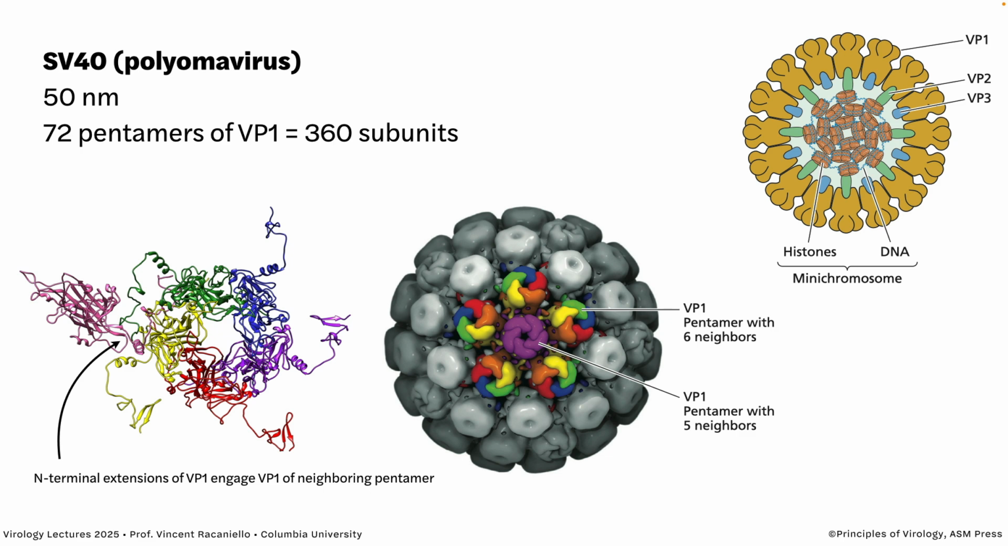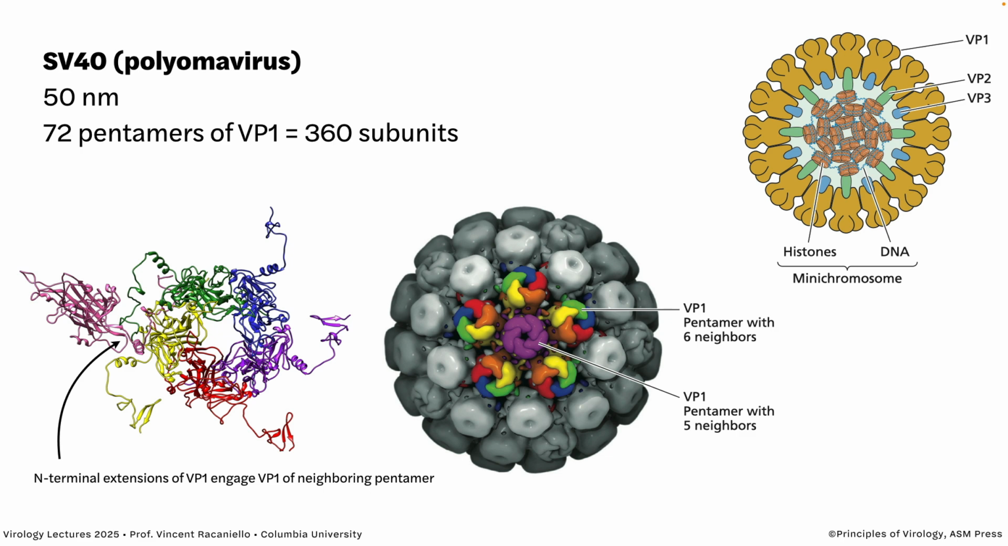Getting even larger, polyomavirus, SV40. This is a virus that we'll visit quite a bit. This is 72 pentamers of VP1. In other words, here's a pentamer. It's composed of 5 copies of VP1, so the same protein. That is, the VP1 is the subunit, and the structural unit is 5 copies of VP1.